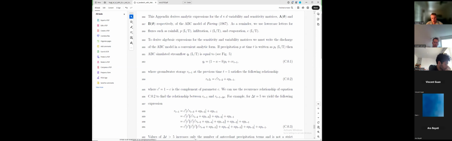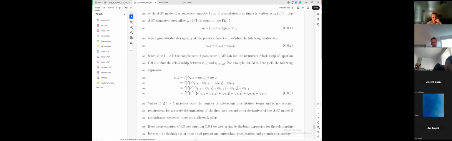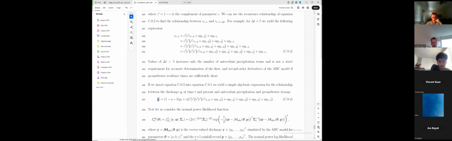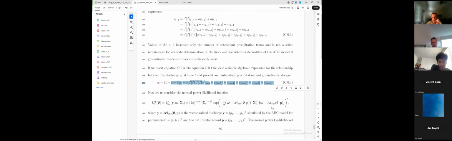And you see that groundwater storage at the previous day is C prime, and C prime is 1 minus C times the groundwater storage of the day prior, plus A times the precipitation of yesterday. Now, if you write this recursion multiple times, you can keep doing this. I wrote a MATLAB script that does all this automatically. If you want to do this 30 times, it will do it 30 times, and then you can insert this equation for your stream flow at time t into your likelihood, and then you can take derivatives with respect to A, B, and C.